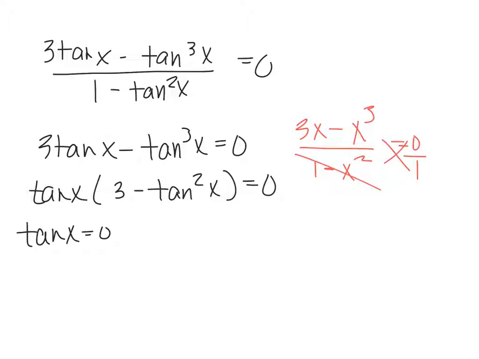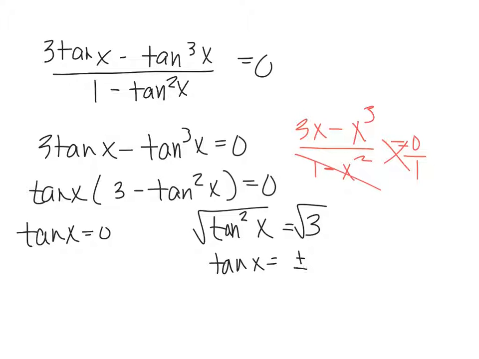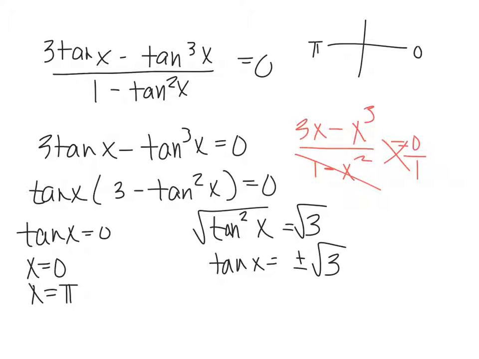So tan x equals 0, or tan squared x equals 3. Tan x equals plus or minus root 3. So we have two possible answers. For tan x equals 0, that actually occurs at x equals 0 and x equals pi. Okay? If you look at the unit circle, 0 and pi, because tan is opposite over adjacent. Tan x equals plus or minus the square root of 3.